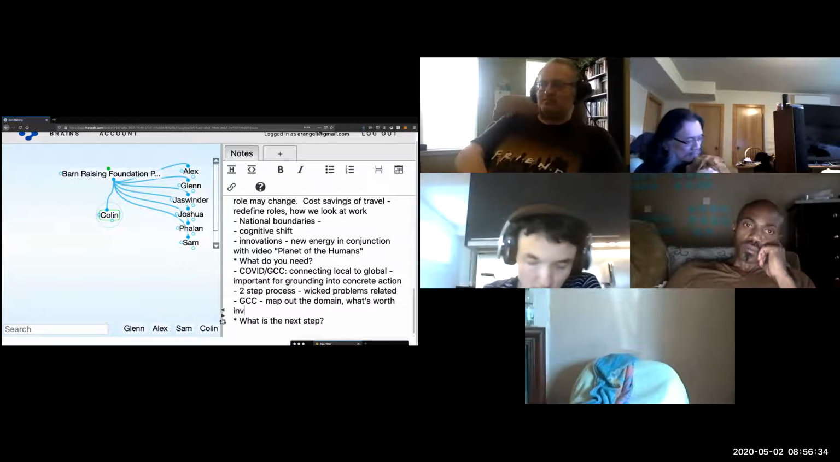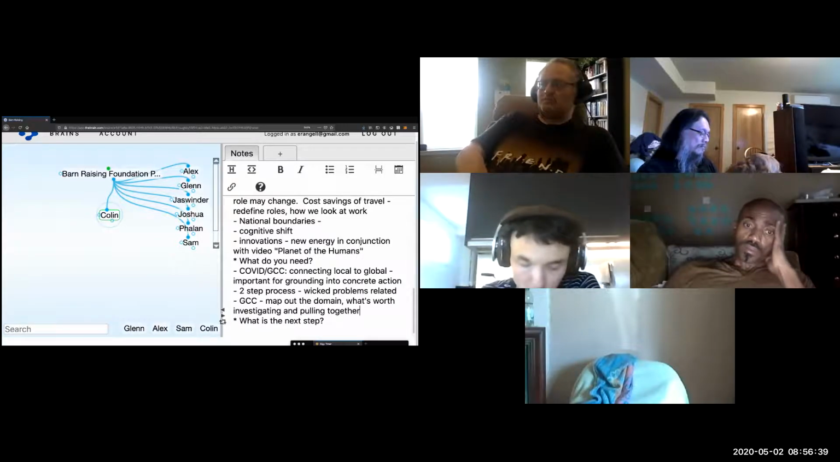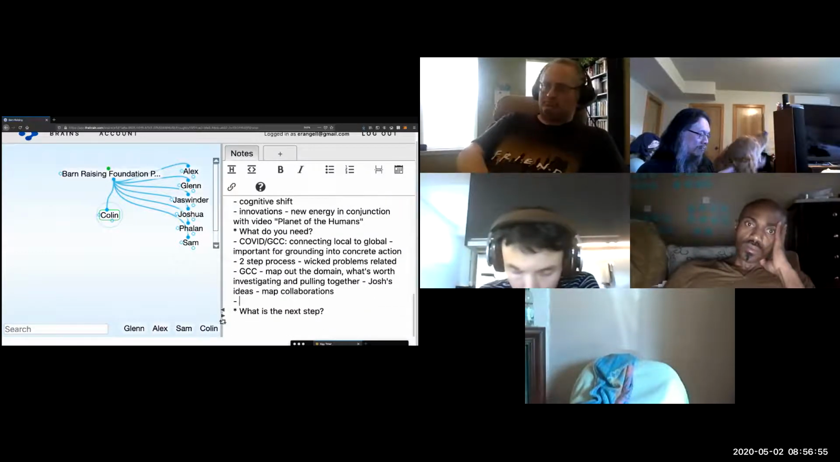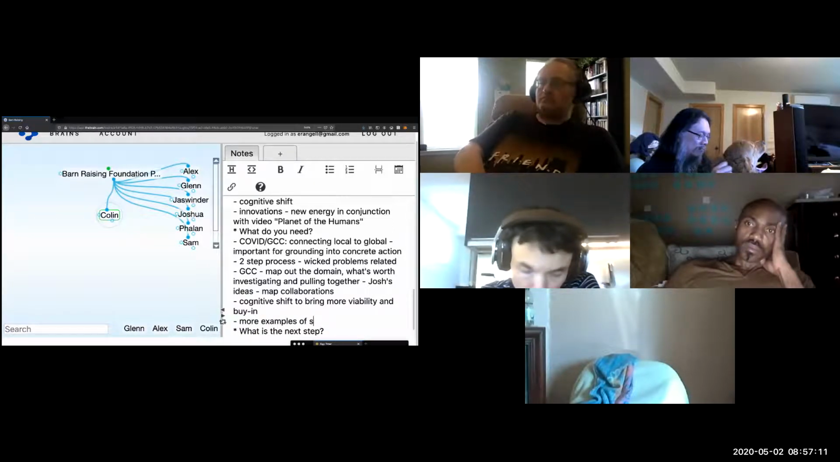Josh had a great idea that we've been talking about quite a bit at different times in GCC, of mapping out different collaborations and seeing what they look like. PKE kind of tried that too, tried to branch out some collaborations. So maybe what we need is a cognitive shift so that these things can have more viability or buy-in. Maybe more examples of successful new ways of doing things. I do think we need to successfully navigate a shift without having a revolution, basically.